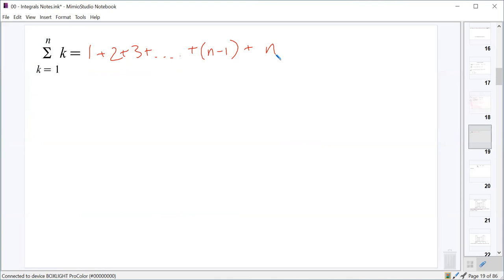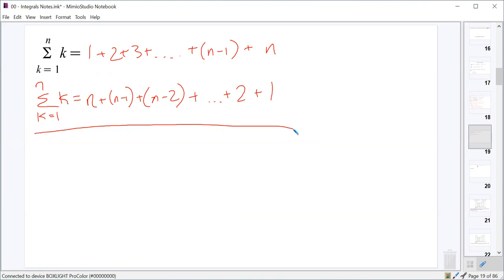And if we did the same thing we did before, we'd say the sum from k equals 1 to n of k could just be the same as n plus the number before n, n minus 1, plus the number before that, which would be n minus 2, and all the way down until we got to 2 and then to 1. And as we add these all together, we've now got 2 sums from k equals 1 to n.